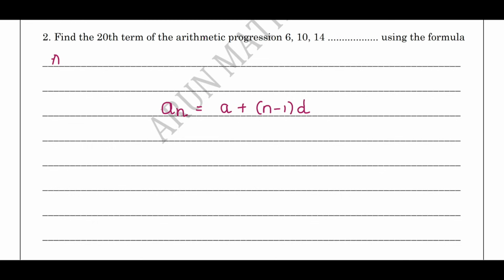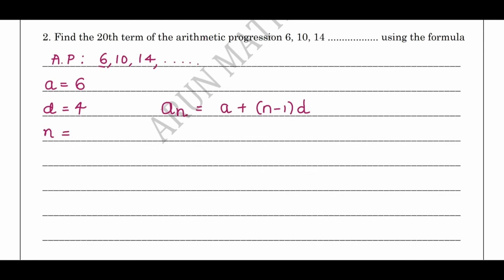Again, first step, write down the AP. What is the given AP? 6, 10, 14 and so on. First step, what you need to do? Write down the AP and find out the first term, common difference and n. What is the first term here? It is 6. Next, common difference is the difference of any two consecutive numbers. Find out the consecutive numbers and subtract. That is 10 minus 6 is 4, or 14 minus 10 is 4.